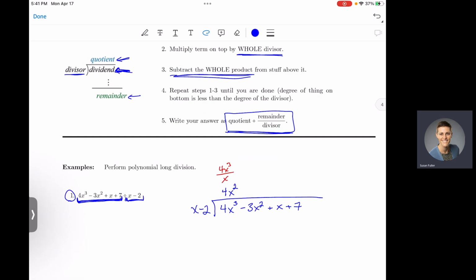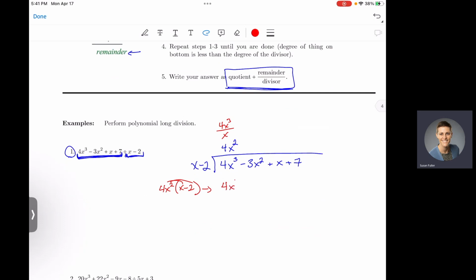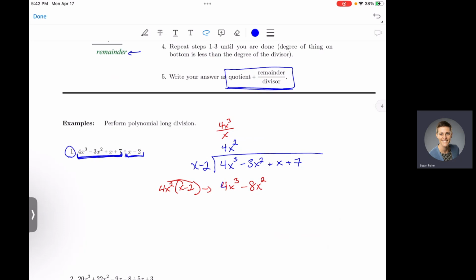Now I'm going to take that 4x squared from the top and multiply it by my entire divisor, x minus 2, the whole thing. We're going to distribute this out and multiply it. And when we do, we're going to get 4x to the third minus 8x squared. Sorry, I usually write that in blue. So that 4x to the third minus 8x squared is what we get when we multiply that out.